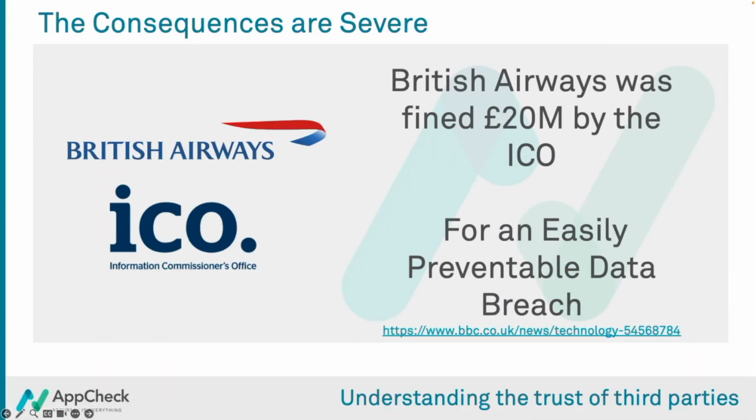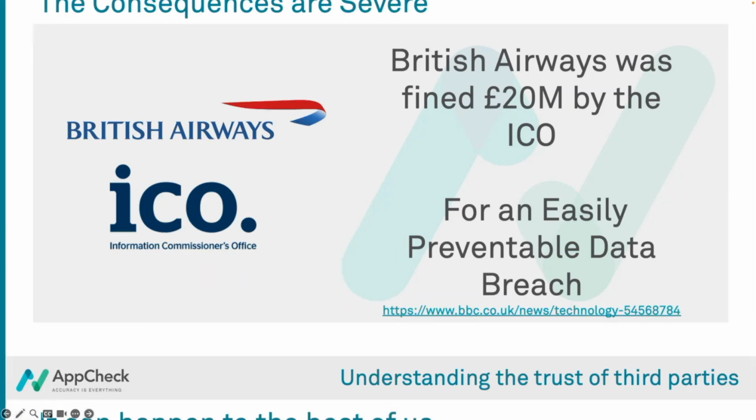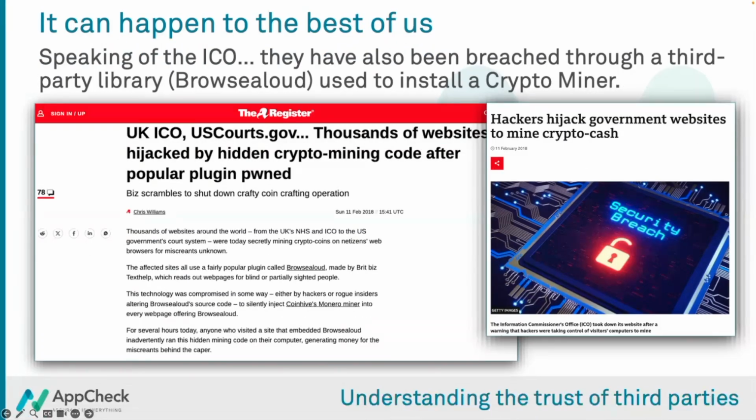British Airways was fined 20 million by the ICO for an easily preventable data breach. This is the kind of thing that Trust Monitor could have stopped and identified. And beyond that, it happens to the best of us. Speaking of the ICO, they were compromised by a third-party breach at the same time as well. BrowserLoud was compromised and used to install a crypto miner. And what's important here isn't the breach, it's why existing controls didn't surface the risk beforehand.